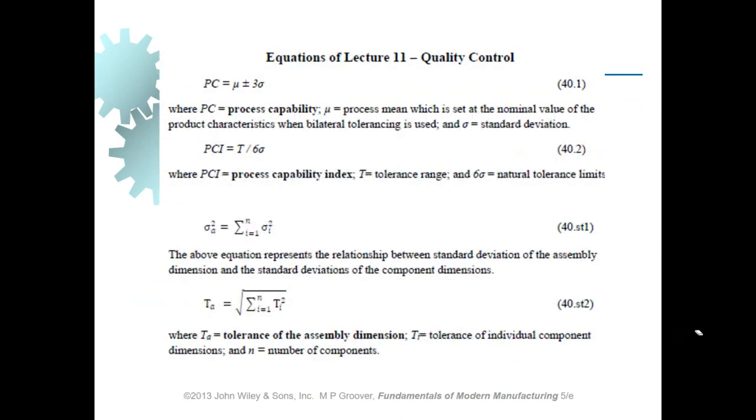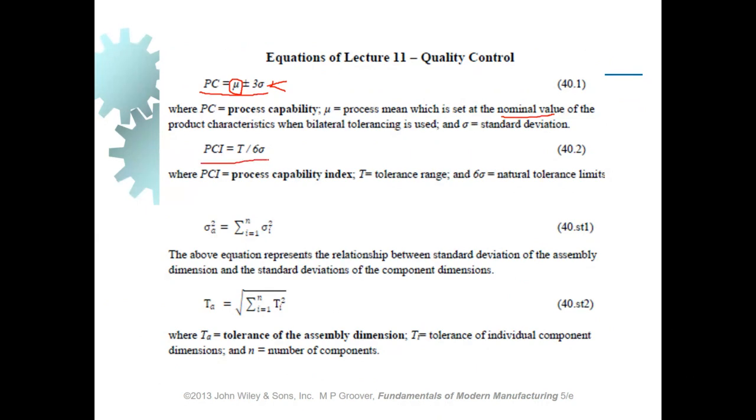Okay, moving on to the equation sheet. This is the equation sheet for this lecture. We have got a number of equations, and those include the first equation, which is giving us the value of process capability, meaning what we are capable of making by taking into consideration the equipment and the skill level available. And this equation is equal to mu, which is representing the process mean, which is set at the nominal value of the product, as you can see here, plus and minus 3 times sigma. What is sigma? Sigma is defined as the standard deviation for the process.